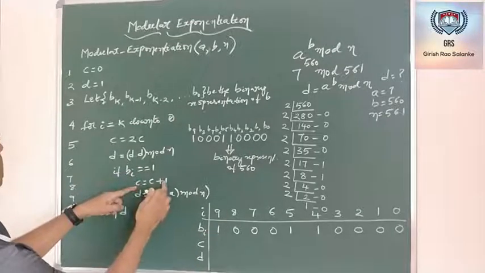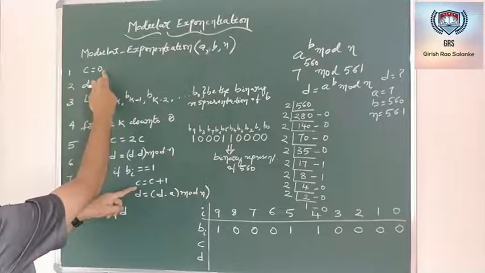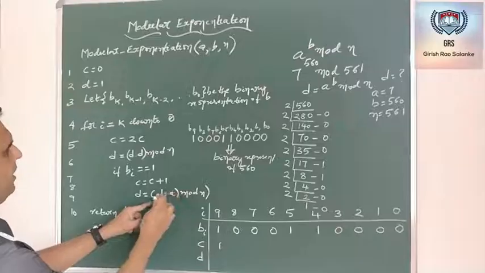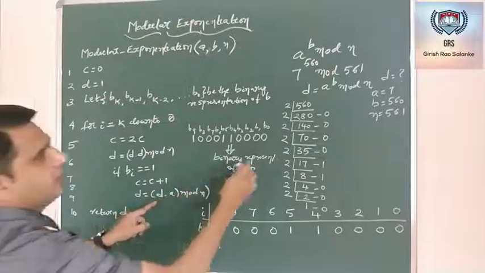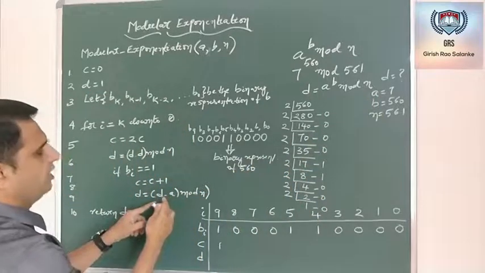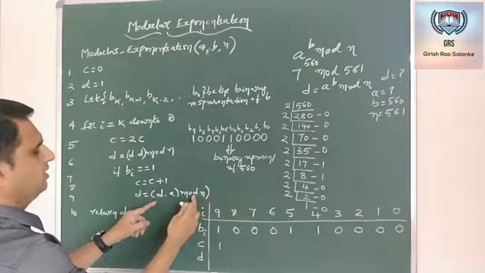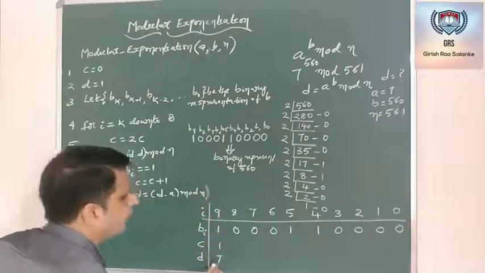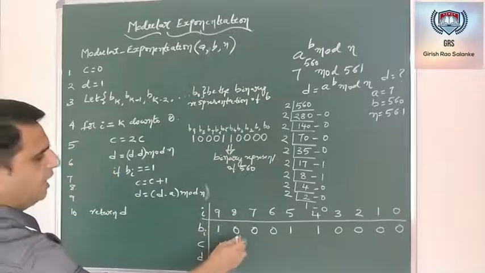Now BI is equal to 1, so this step: C is equal to C plus 1. What is the value of C? C is equal to 0, and 0 plus 1 is 1. D value is D into A. D value was 1, so 1 into A. A was 7. 1 into 7 is 7, 7 mod 561 is 7. Done.